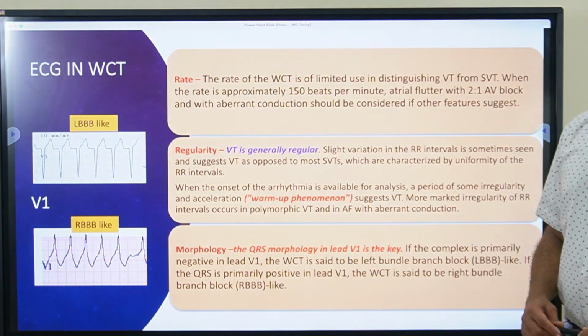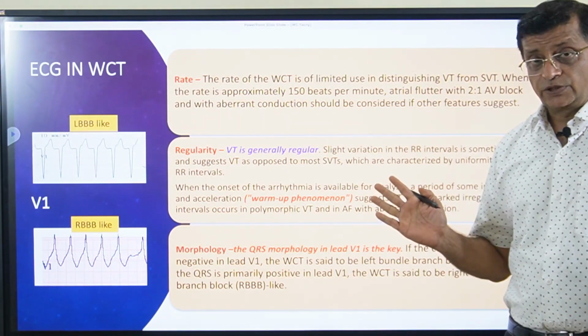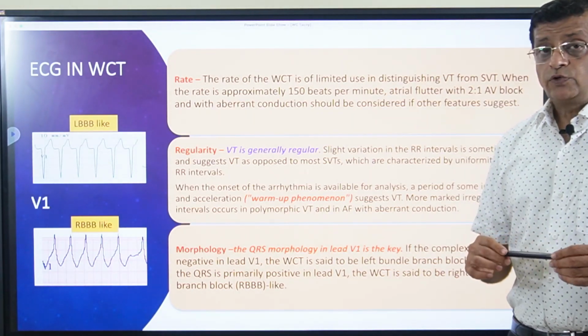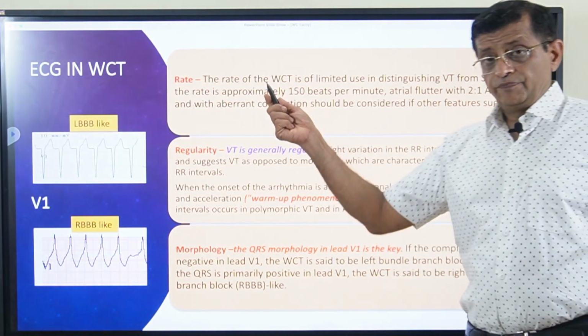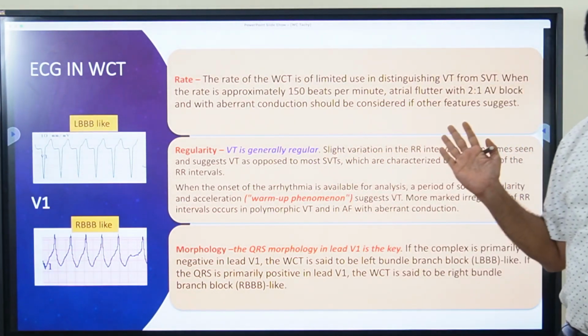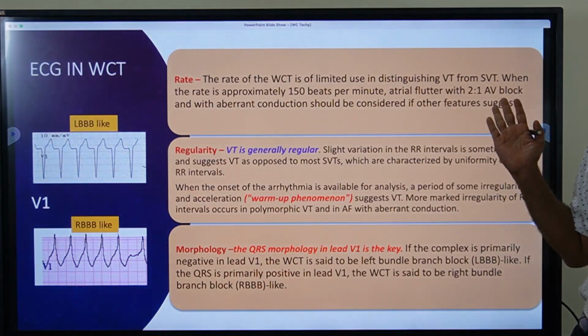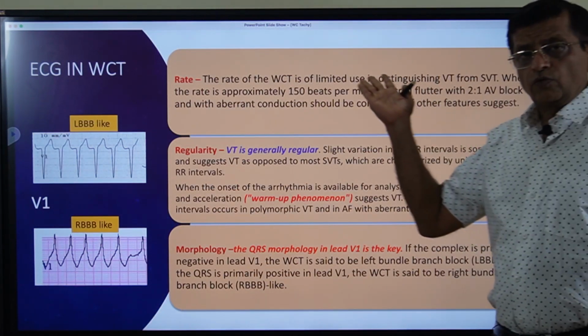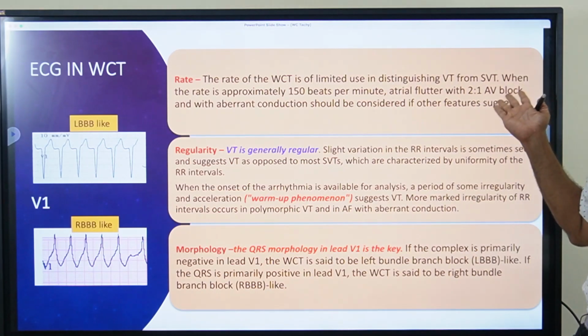Now, once you have seen that the patient is stable and the patient has wide complex tachycardia, you have to assess, and your assessment starts with the rate. Rate is not very helpful because there is a wide range of heart rate in wide complex tachycardia. But if you see a rate about 150, you may probably think that it is a flutter with 2:1 conduction.